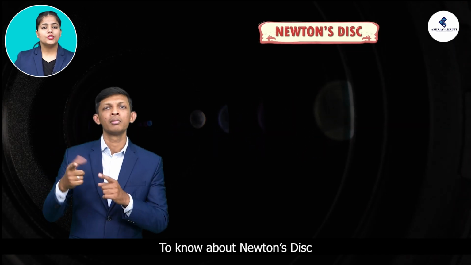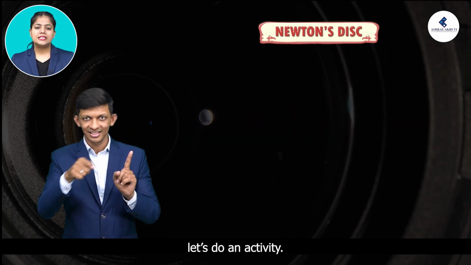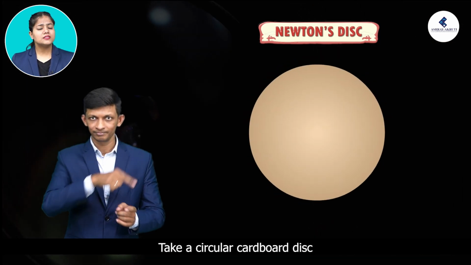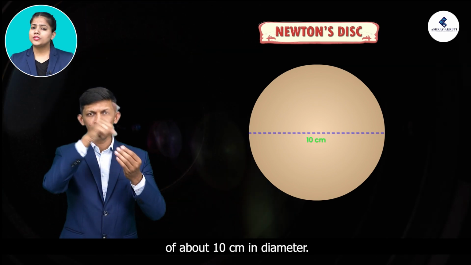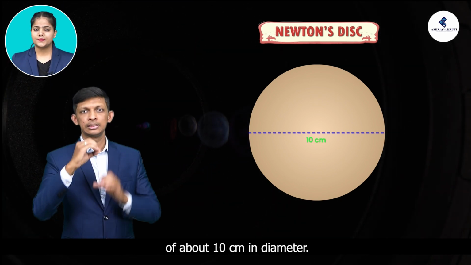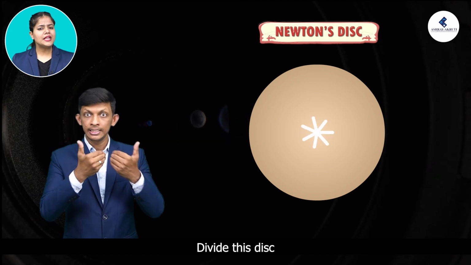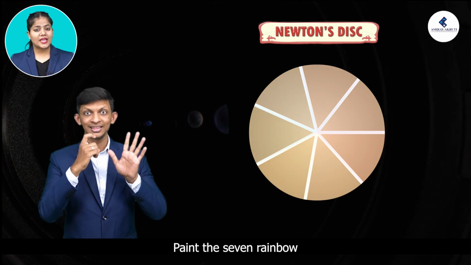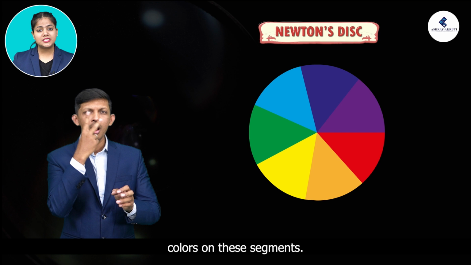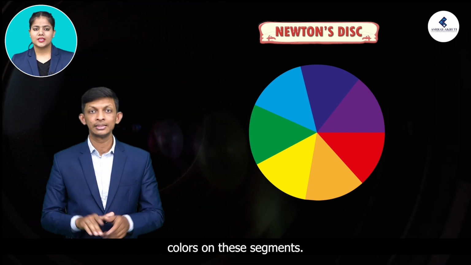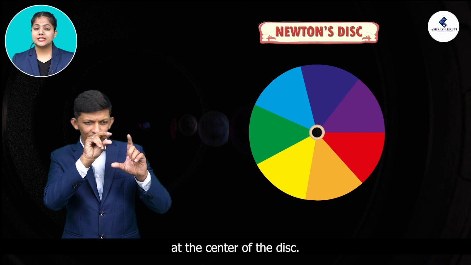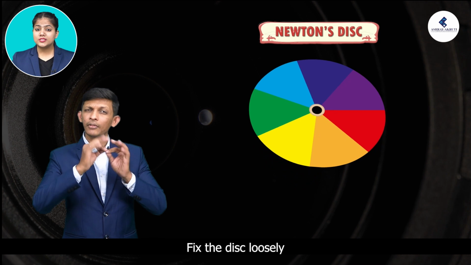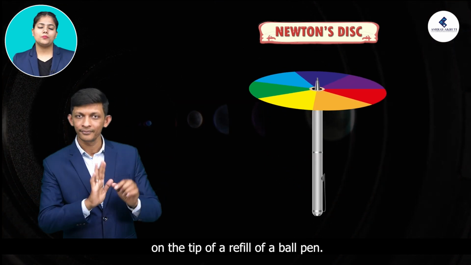To know about Newton's disk, let us do an activity. Take a circular cardboard disc of about 10 cm in diameter. Divide this disc into 7 segments. Paint the 7 rainbow colors on these segments. Make a small hole at the center of the disc. Fix the disc loosely on the tip of refill of a ball pen.